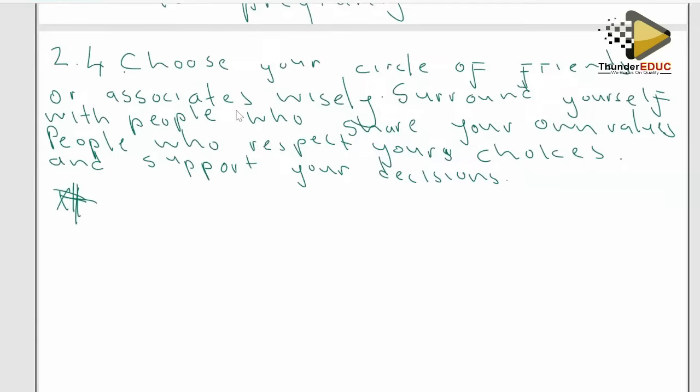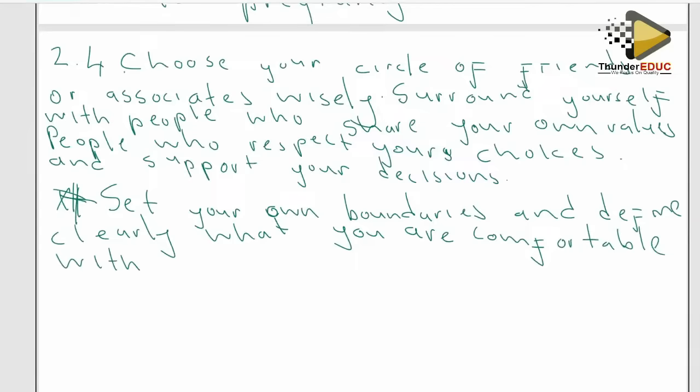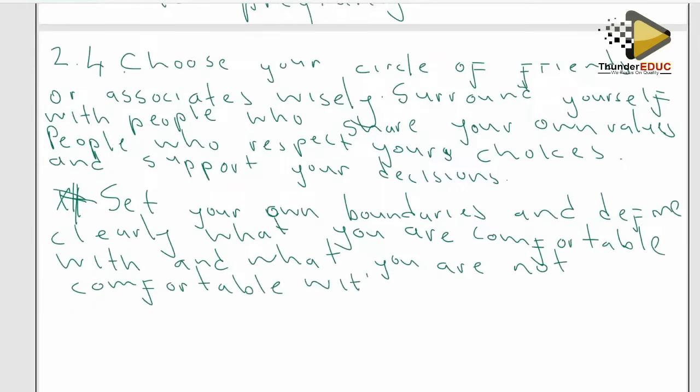You need to set your own boundaries. You must set your own boundaries and clearly define what you are comfortable with and what you are not comfortable with, and stick to it.